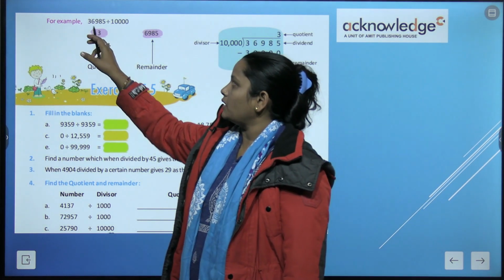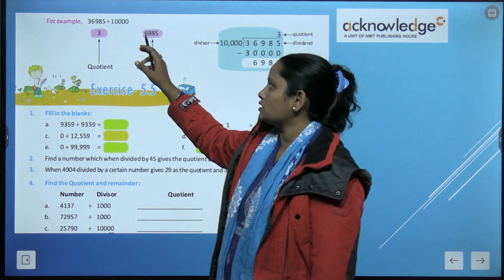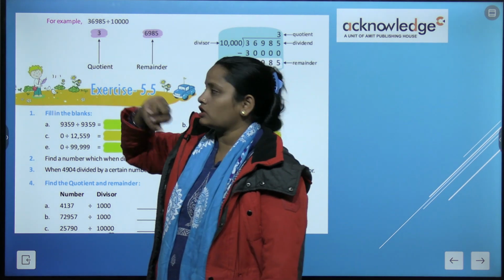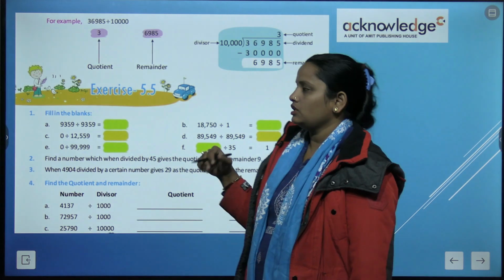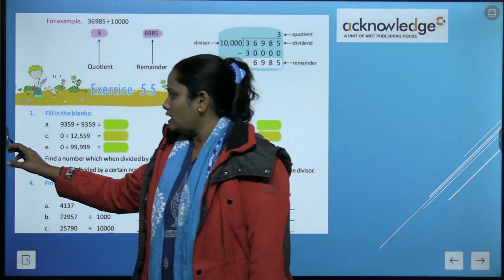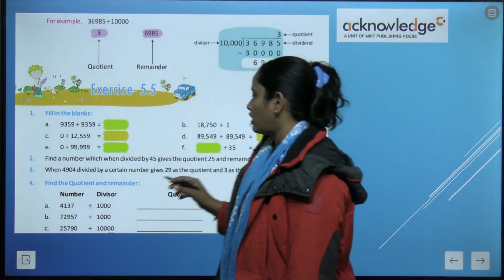फॉर एग्जाम्पल यहाँ पे एक नंबर दिया गया है, इसे 10,000 से डिवाइड करना है तो 10,000 में 4 जीरोस, तो पीछे से 4 नंबर्स को हटा दिया हमने तो क्या बचा? 3. तो 3 हमारा क्वेश्चन था, बाकी बचे हुए हमारे रिमाइंडर है. सो लाइक दिस लेट्स डू दिस एक्सरसाइज 5.5.